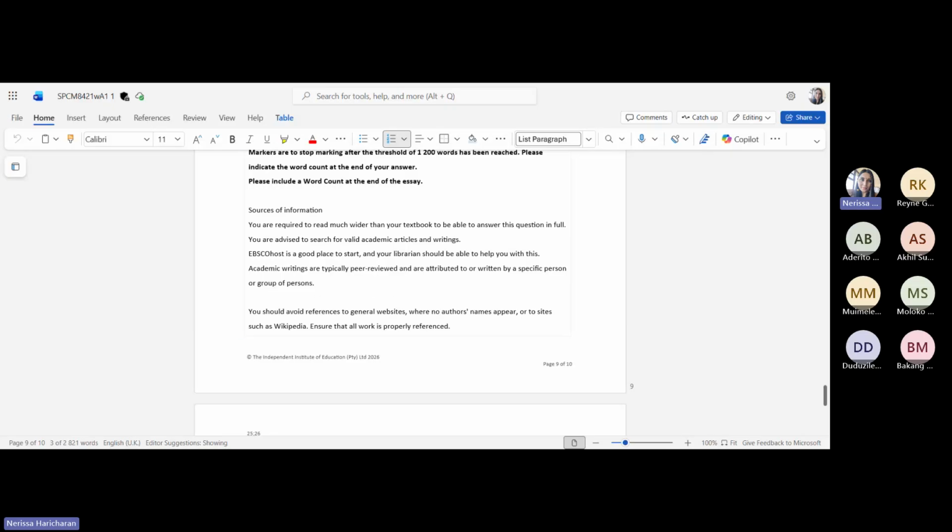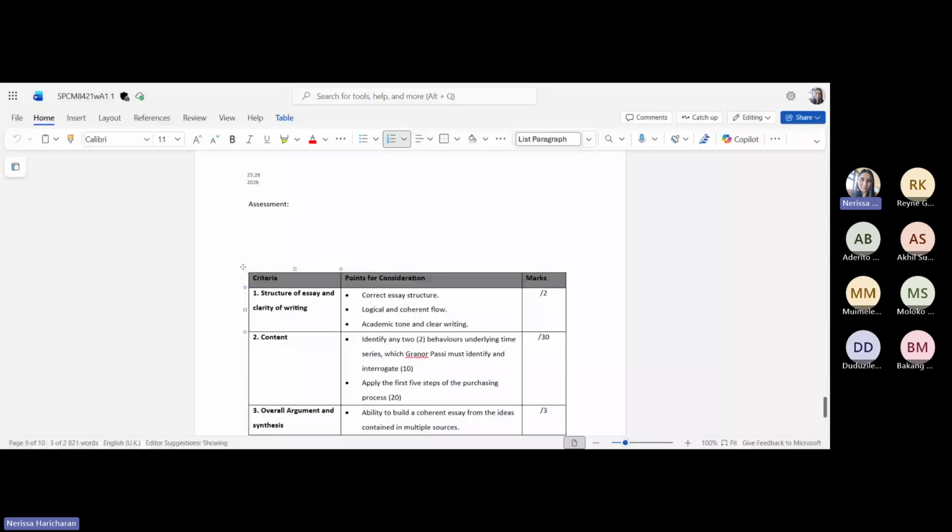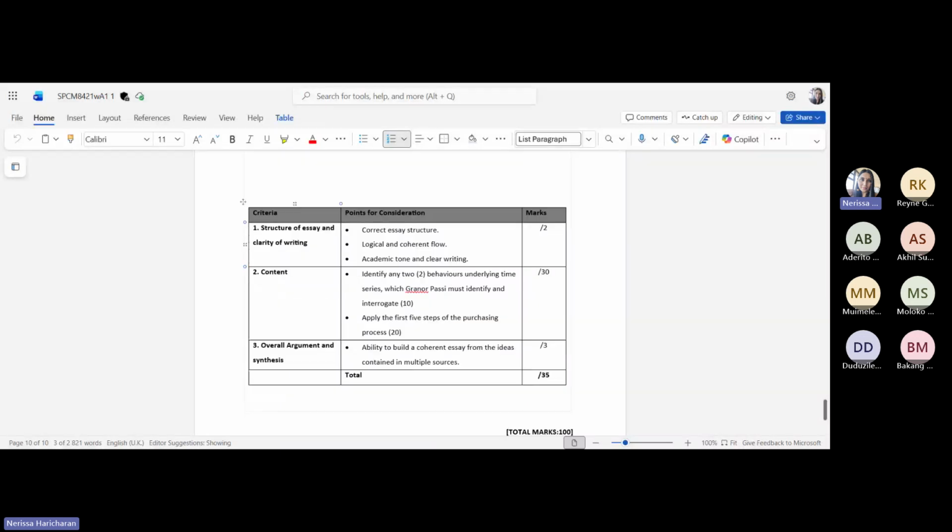You are required to read much wider than your textbook to answer the questions in full. You're advised to search for valid academic articles and research. So as much as they give you a good place to start, and I did say this at the beginning, it's always nice to bring in extra examples from outside of the case study because it shows that you are physically doing your research. Everything is about research at the end of the day.